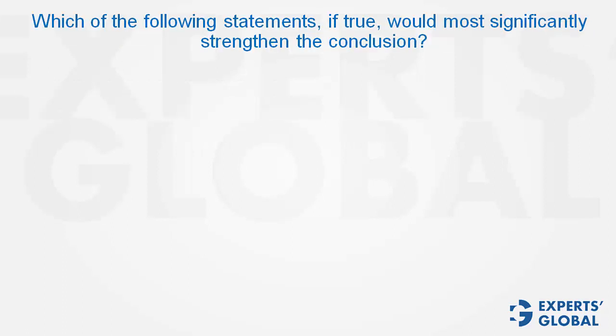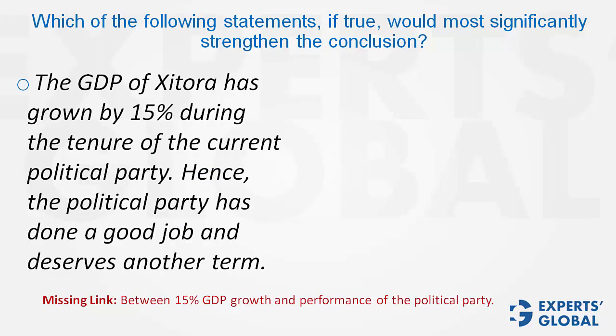Which of the following statements, if true, would most significantly strengthen the conclusion? This is generally the question statement for strengthening questions. Here is an argument. The missing link is between 15% GDP growth and performance of the political party.